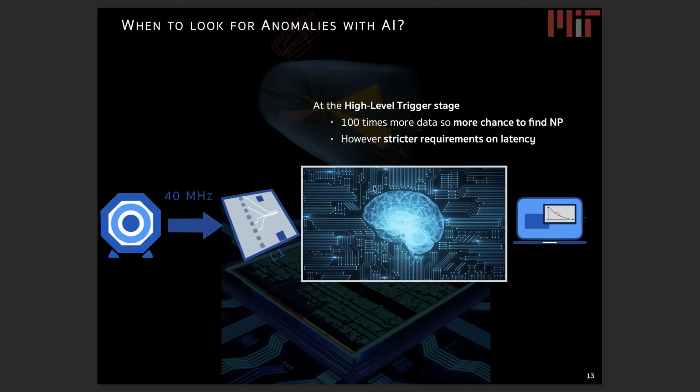So if you put some algorithm there, you have more chance to find new physics. But there are already some requirements on the latency, so how fast your algorithm has to make a decision, and it has to be taken into account. So we currently also implement some algorithms in the high-level trigger to see if we can improve our search space.